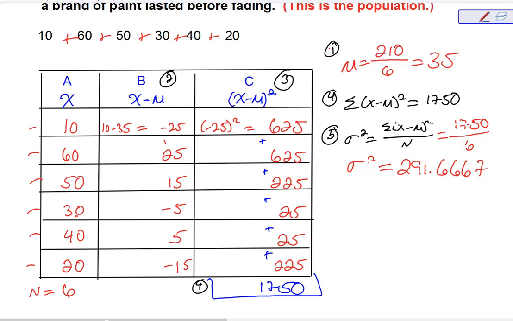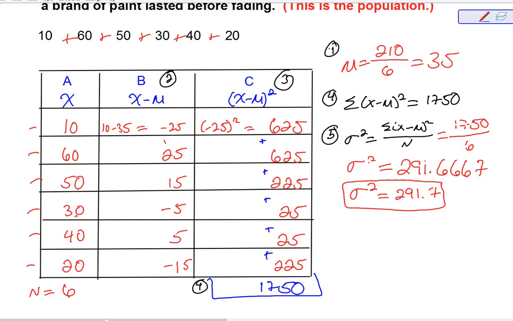What are my data points in? They are in whole numbers. Therefore, I have to round my variance to what? I have to round my variance to 1 decimal place. So my variance is going to be 291.7. So there's my variance.